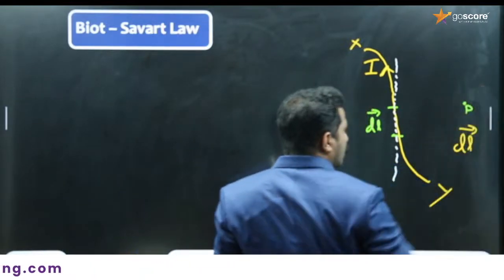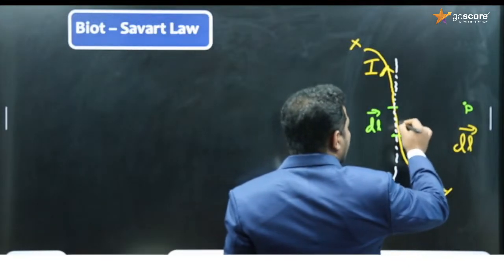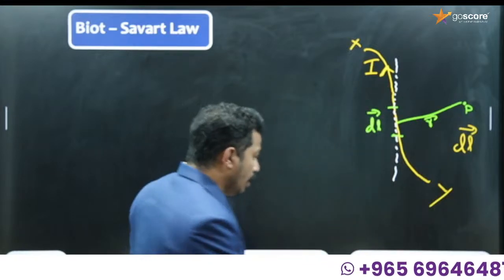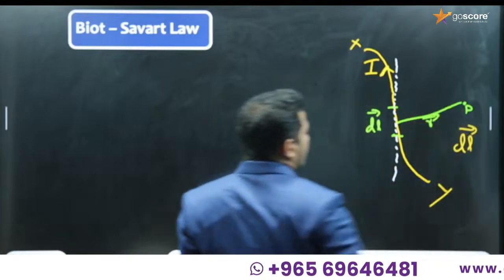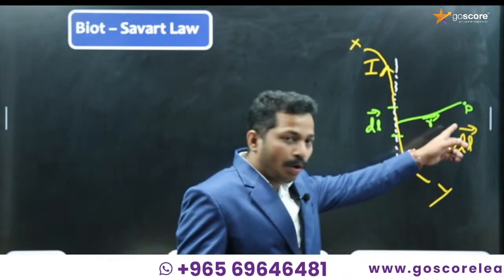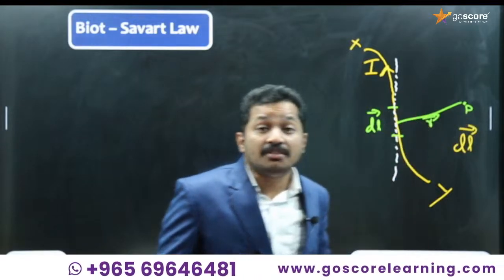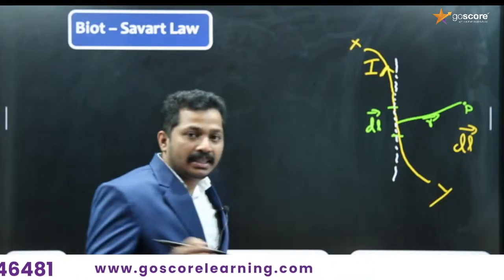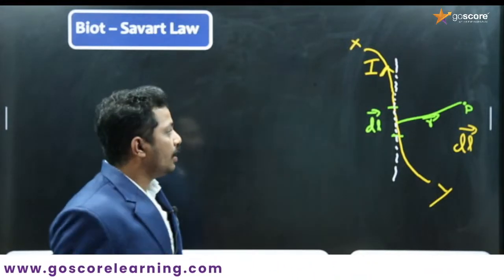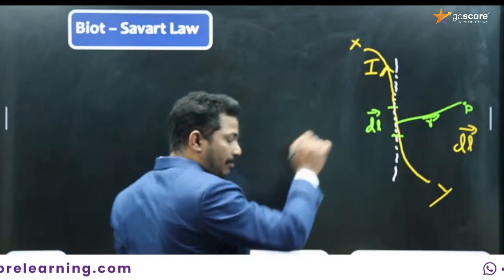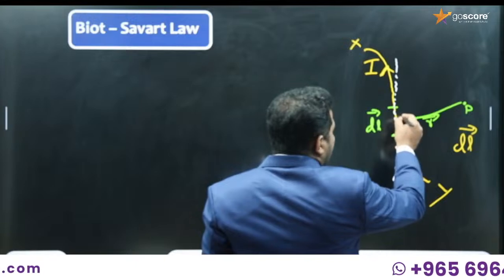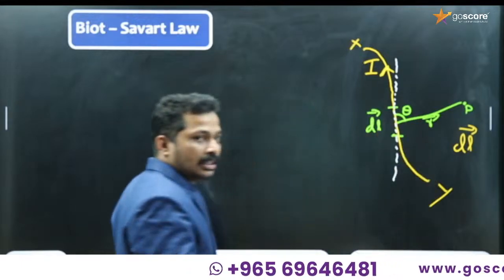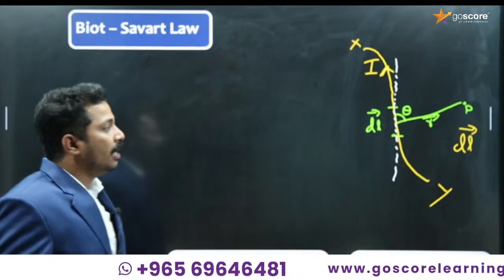Let P be a point which is situated at a distance r from the middle of the current element. So r is a vector. r is a vector, dl is a vector. So we are going to state the expression for magnetic field at the point P due to the current element dl, which is at a distance r from the middle of the current element. So dl is a vector, r is a vector. So I state a small angle theta, which lies between the vector dl and r.